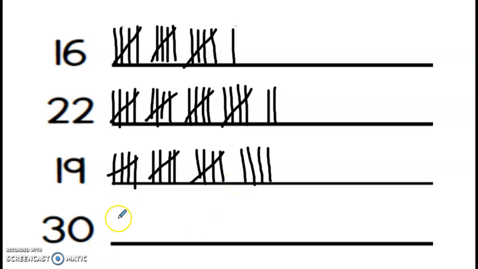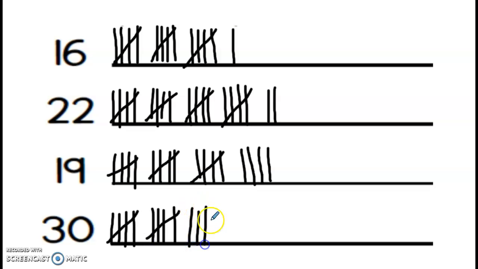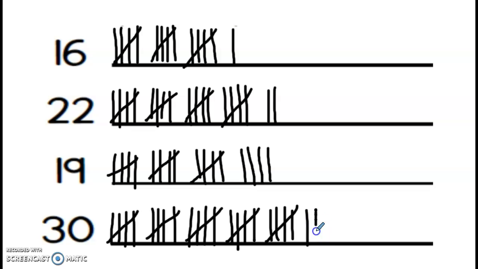Last, we have the number 30. We're going to count 1, 2, 3, 4, 5, 6, 7, 8, 9, 10, 11, 12, 13, 14, 15, 16, 17, 18, 19, 20, 21, 22, 23, 24, 25, 26, 27, 28, 29, 30. There we go. Now we just did the opposite of what we had been practicing earlier.